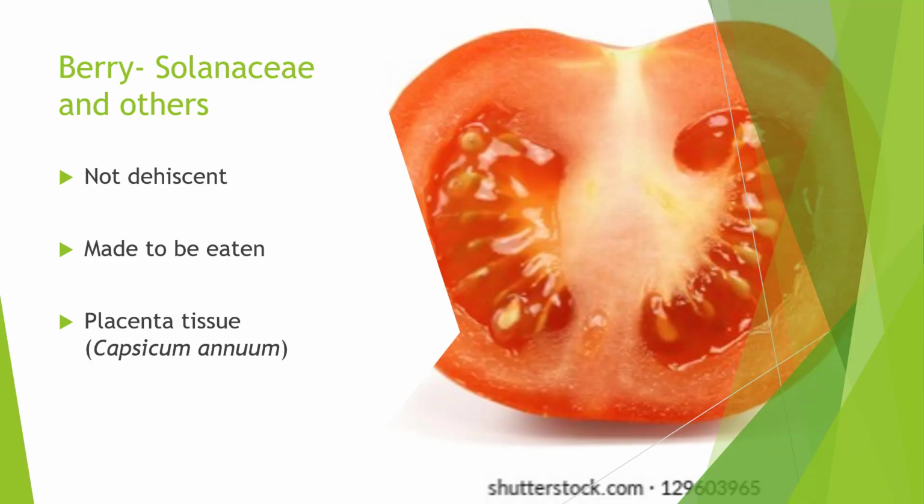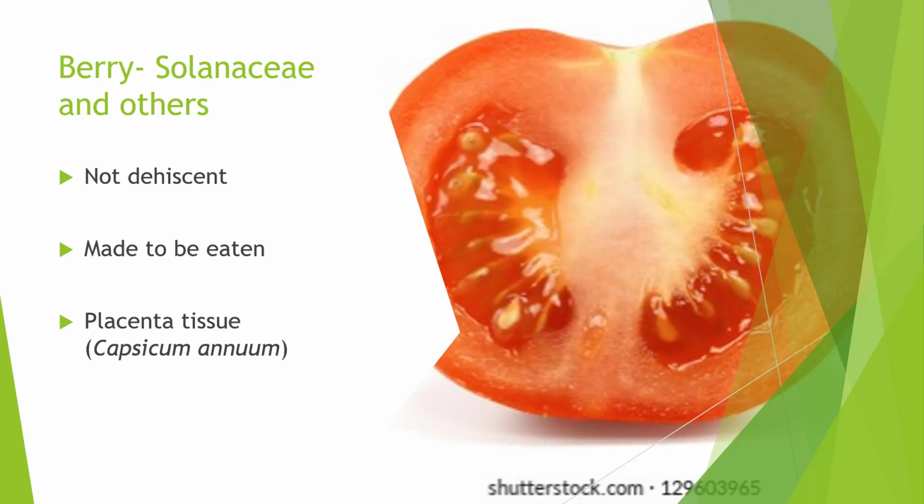A berry is found in Solanaceae. It's found in a lot of plant families. Bananas are berries, for example. These are non-dehiscent, and you can see the placental tissue connecting the seeds to the center as it's surrounded by a swollen ovule. And berries are made to be eaten. These are designed for being eaten and dispersing the seed elsewhere.